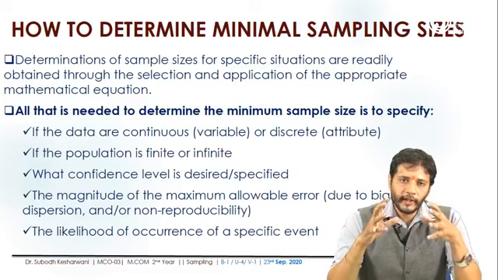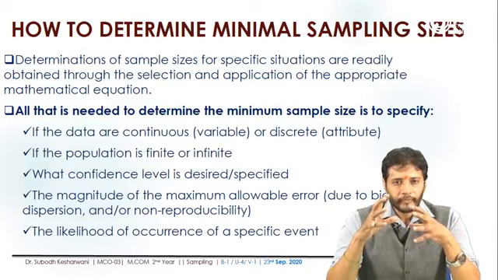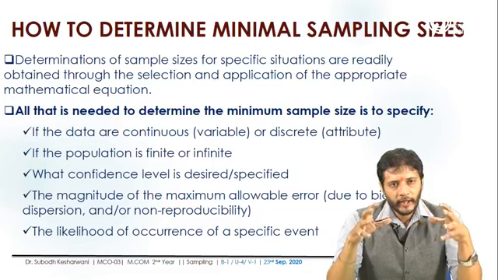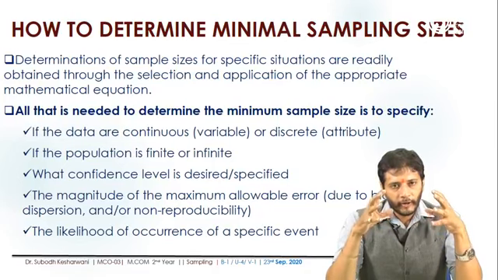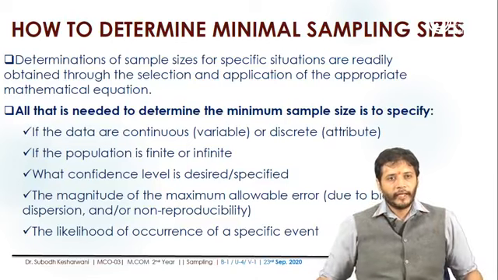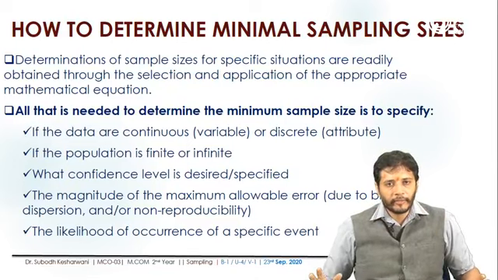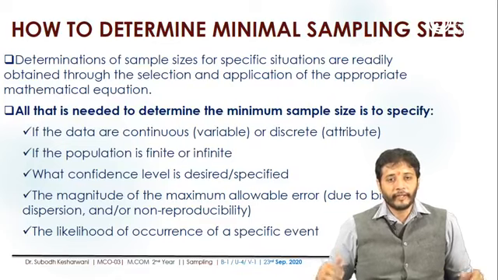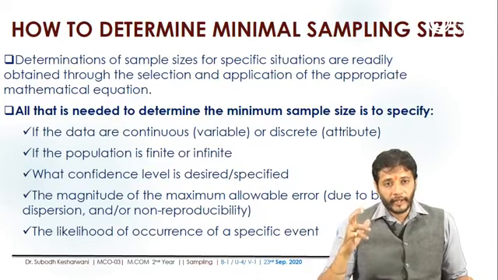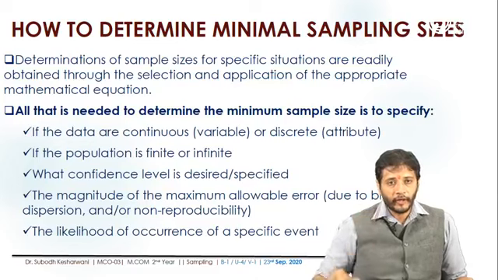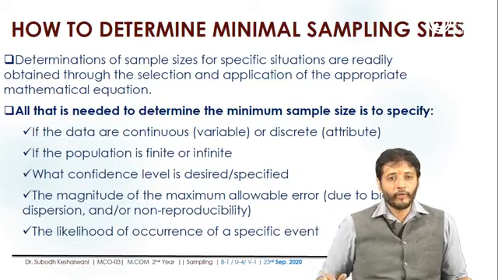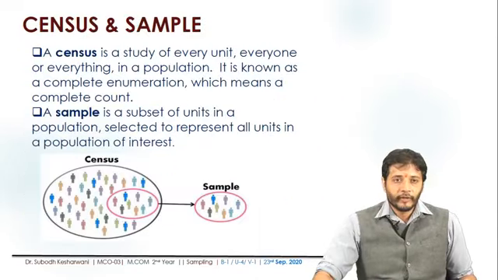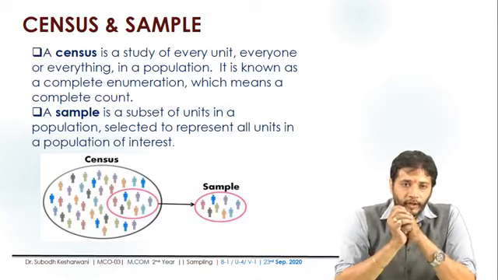So your data collection, your data methodology, your sample size, and your population need to be strategically formatted and governed. That is needed to determine the minimum sample size: whether the data are continuous or discrete, whether the population is finite or infinite, what confidence level is desired or specified, the magnitude of maximum allowable error due to bias, dispersion, or non-reproducibility, and the likelihood of occurrence of a specific event. So this is what exactly we have talked about.